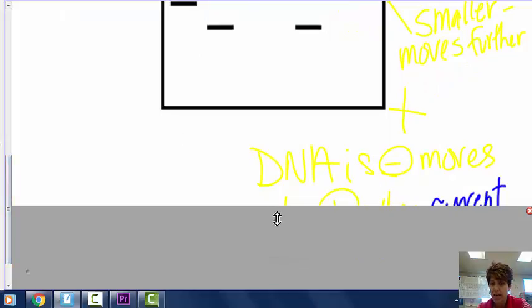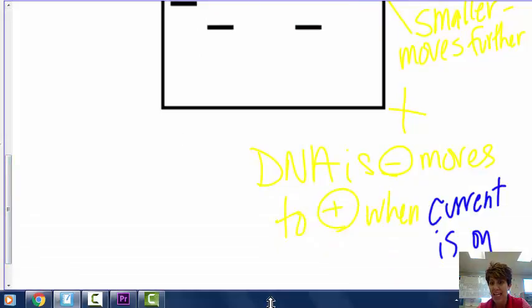All right, so this last part, DNA is negative, moves to the positive end when you turn the current on. You'll remember that when you hooked up this machine, you had it in a buffer solution, and you had to turn on the power so that the electricity allows the fragments to move through the gel.